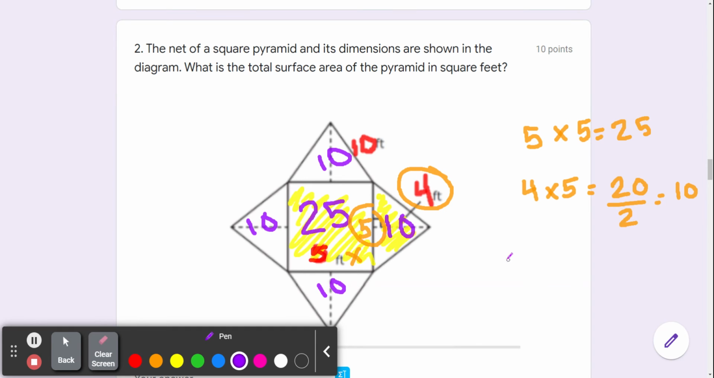is this one. So now I can add everything up to find my total surface area. I have the 25, and then I have 10, 20, 30, 40. And if you don't know where the 40 came from, that is from these 4 triangles, 4 times 10. 25 plus 40 is 65, and that is my total surface area.